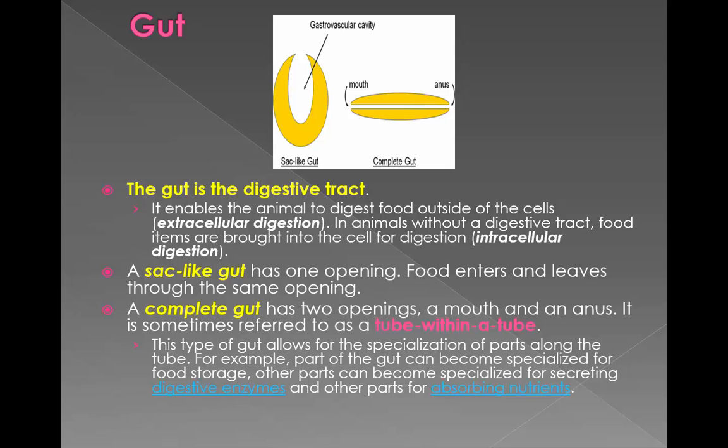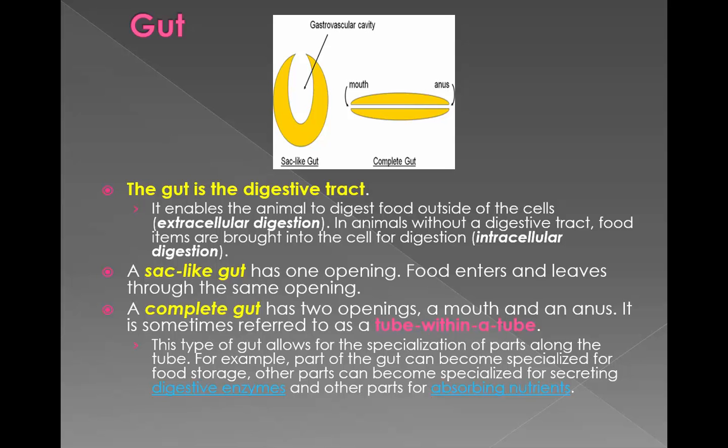Now the gut is your digestive tract, or their digestive tract, the animals. And it helps the animal digest the food outside of their cells. It's called extracellular digestion, which means outside cellular digestion. And if they don't have a digestive tract, then the food is brought directly into the cell for digestion, and that would be intracellular digestion. A sac-like gut, like you see at the top on the left, has one opening, and food will enter and leave through the same opening.